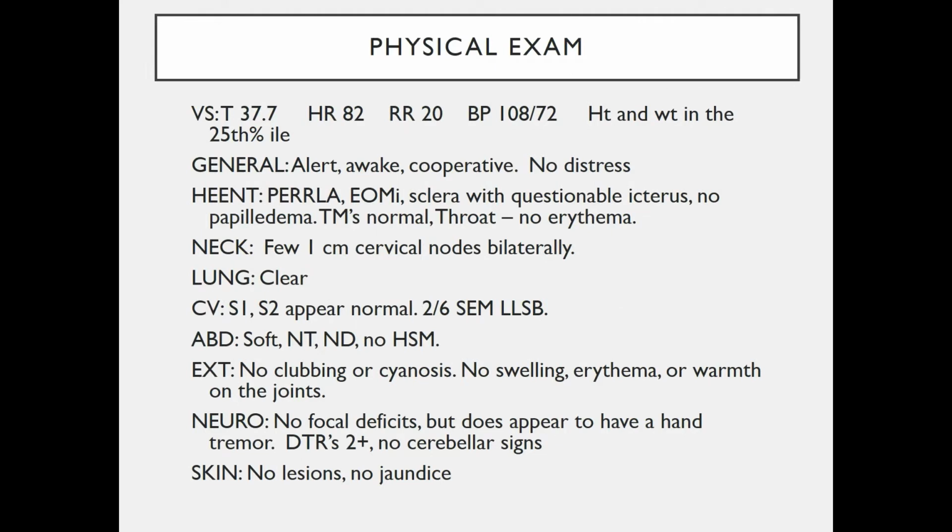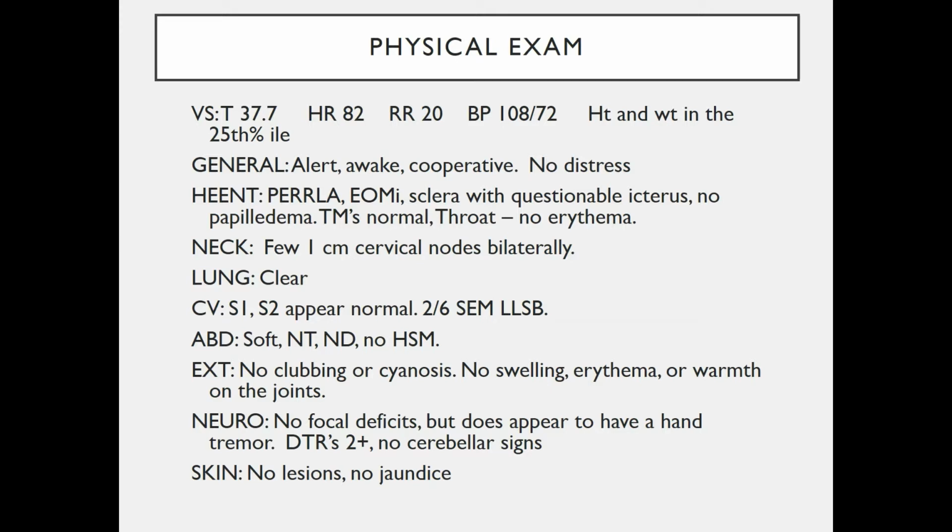On physical exam, her temperature is 37.7, heart rate is 82, respiratory rate is 20, blood pressure is 108/72, height and weight are in the 25th percentile. In general, she is alert, awake, and cooperative, and in no distress. HEENT, pupils are normal, extraocular muscles are intact, the sclera have some questionable icterus, there's no papilledema. Tympanic membranes are normal, and the throat has no erythema. On neck exam, there are a few 1 centimeter cervical nodes bilaterally.